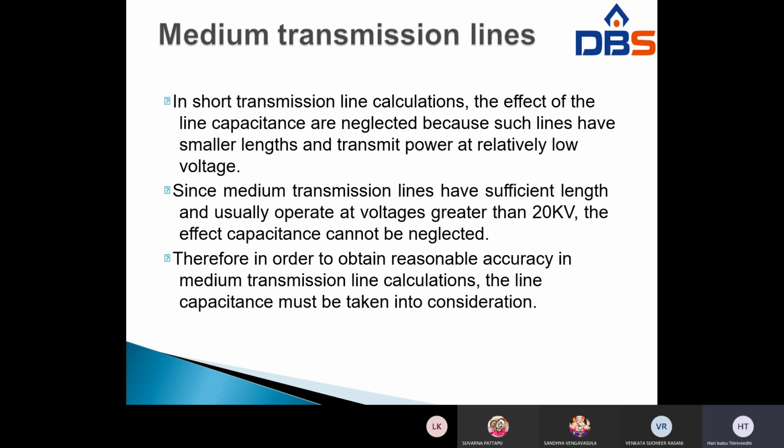Out of these three, the last two, nominal-T and nominal-pi, are most important in the second unit. They may ask problems, they may ask theory, right? So design T and pi networks. If they give ABCD parameters, then you design the T and pi network, right?